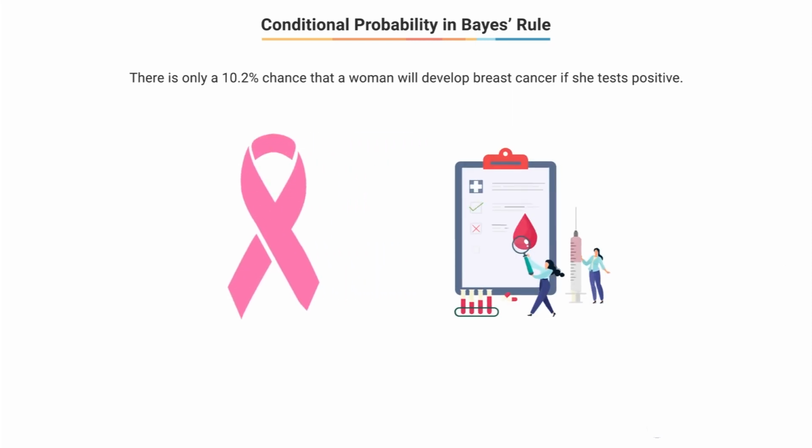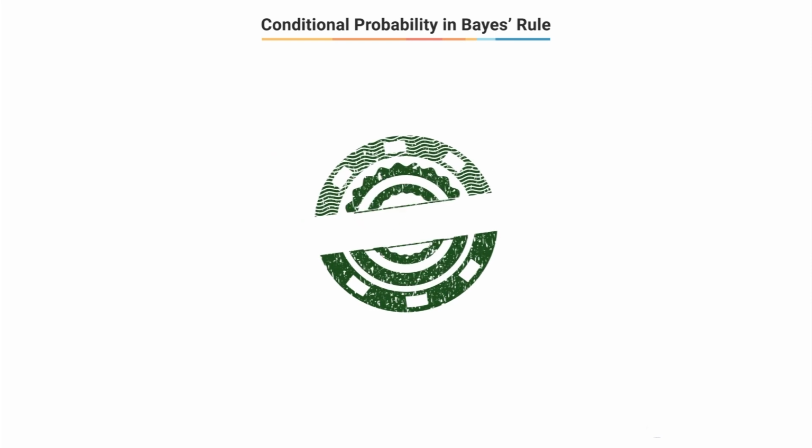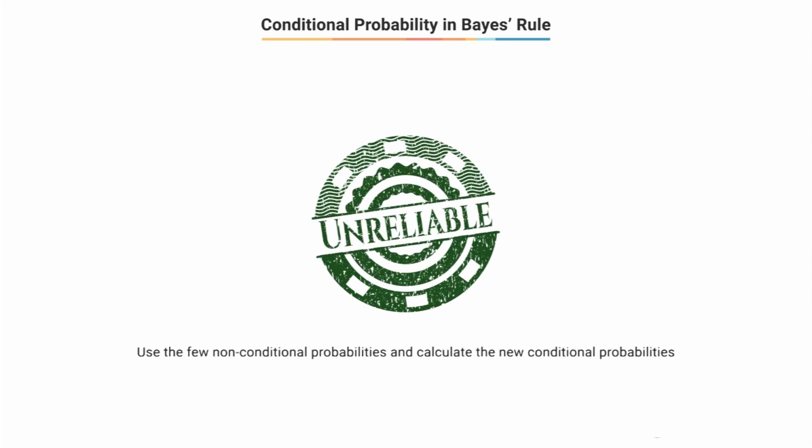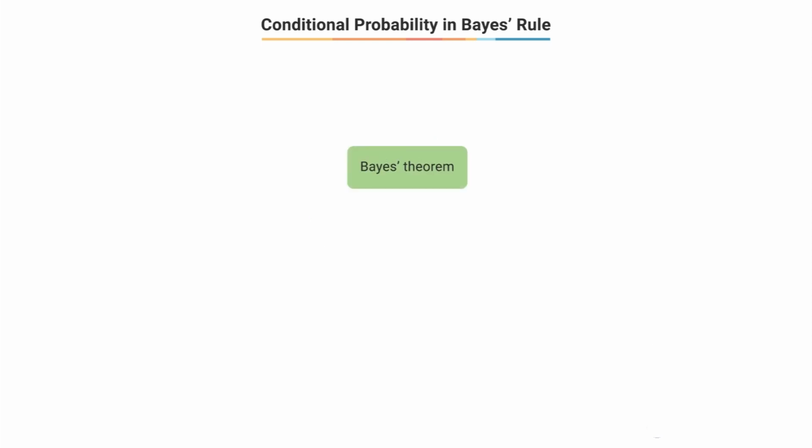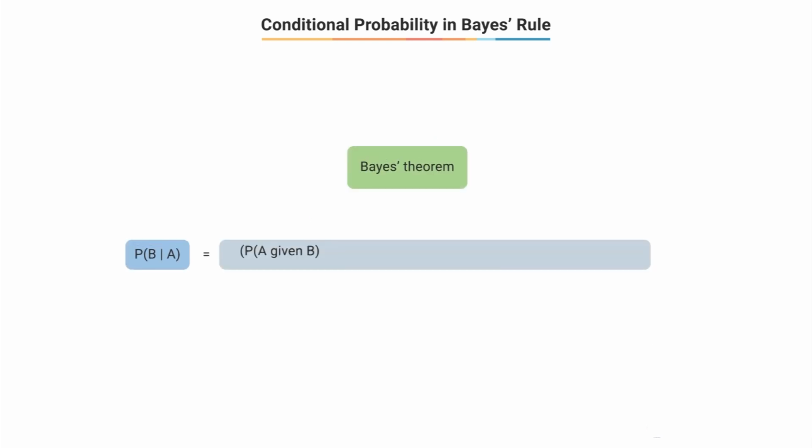What did we make of the test? Yes, we are right. It's not reliable at all. So what did we learn in this video? We saw a simple example where we were able to make use of a few known conditional probabilities and calculate some new conditional probabilities. And we were able to do this with the help of Bayes' theorem, which is given by probability of B given A equal to probability of A given B into P(B) divided by probability of A given B into probability of B plus probability of A given B dash into P(B dash).